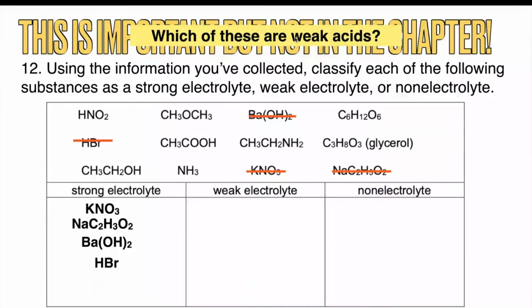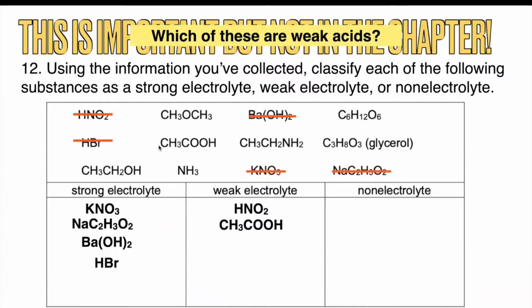Now we have to ask ourselves, what about weak acids? All right, how do I identify weak acids? Well, HNO2, that's nitrous acid. You know, it looks like it could be nitric acid, but it's not. It's nitrous acid. It's missing an O. So that means that must be a weak acid. Remember, acids, generally speaking, start with an H.